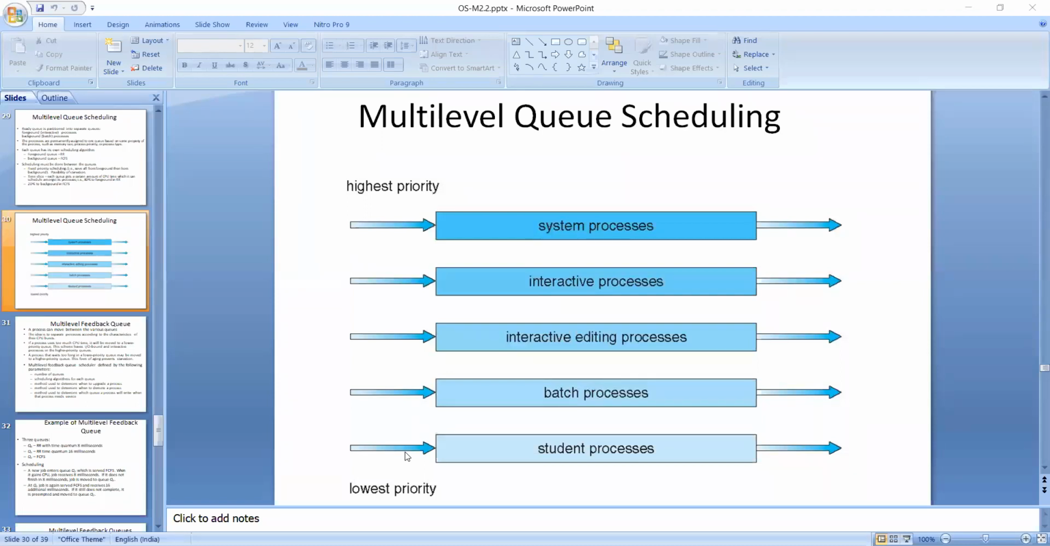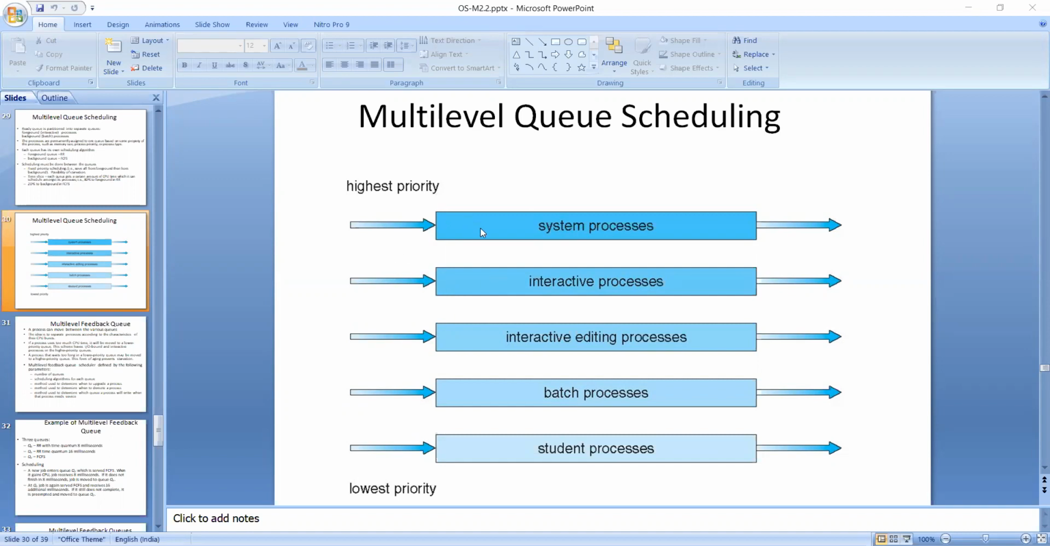For example, the foreground queue may have absolute priority over the background queue. Each queue has absolute priority over the lower priority queues, so each of these processes has higher priority than the ones below it.